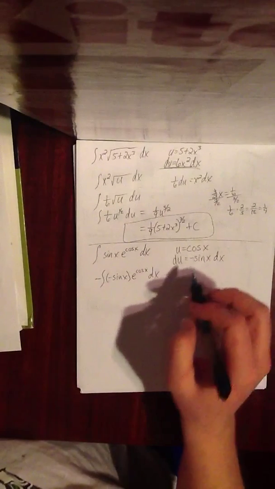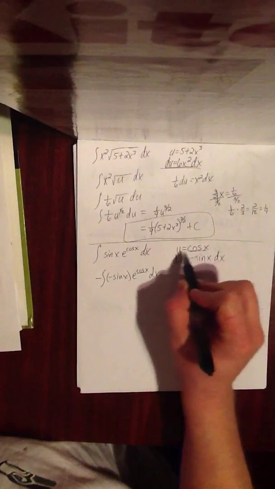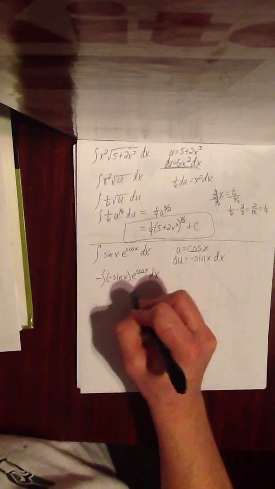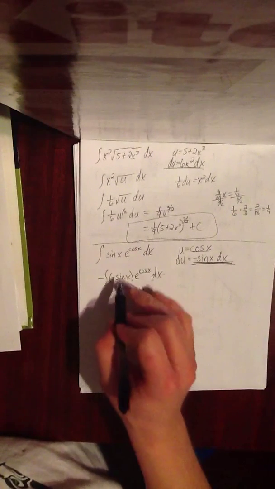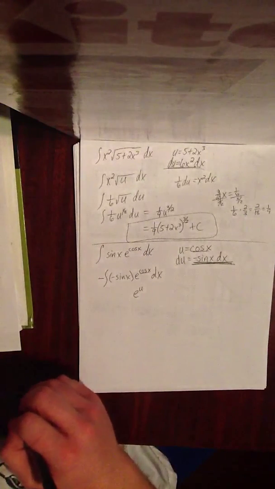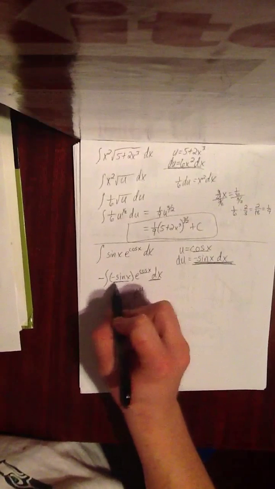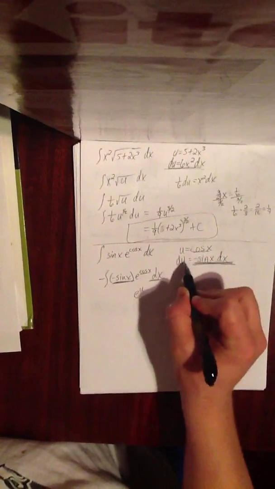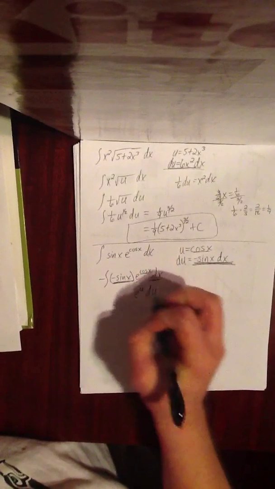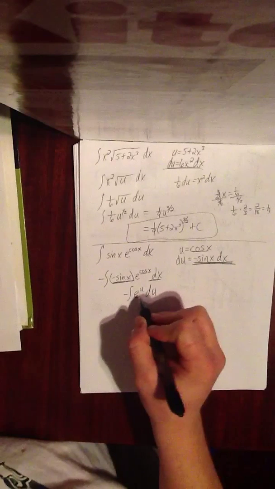So now look, cos of x is right here. So I'm going to put u there. So I'm going to have e to the u. This whole thing, I mean this is all multiplication, it doesn't matter what order I write it. Right here I have negative sine of x dx. Instead of that, I'm going to write du. So I have the negative integral of e to the u du.